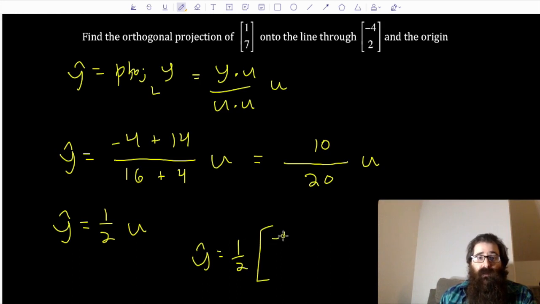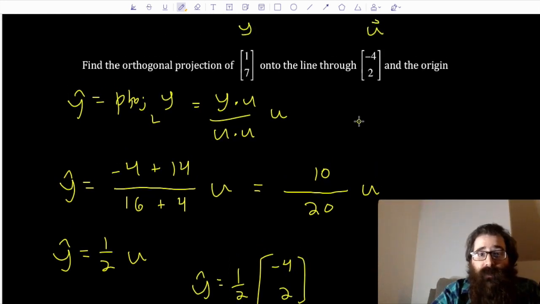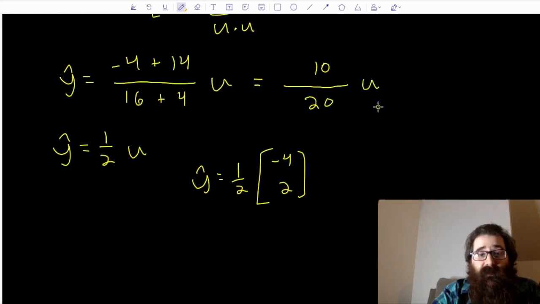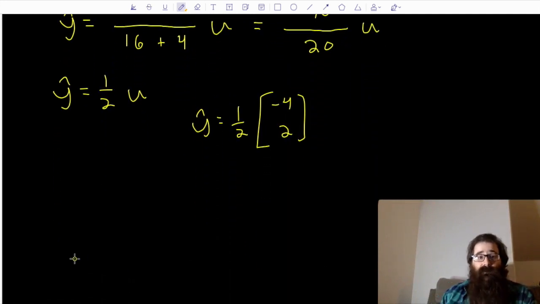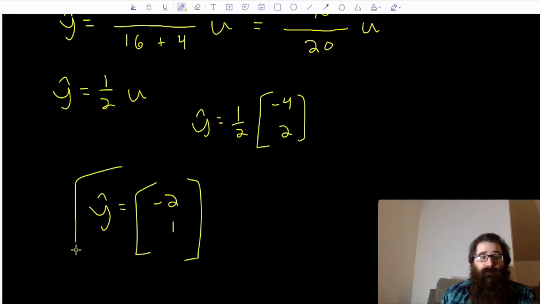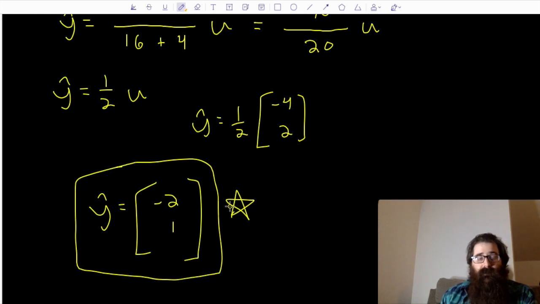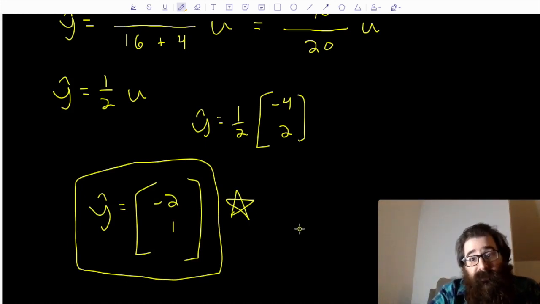Vector u was that vector with entries negative 4, 2. Right above, remember we sort of labeled these at the very start. So that means my projection y hat is the vector. If I cut this vector in half, I'm going to get negative 2, 1. And that's my projection, my orthogonal projection y hat. And that's how we build it.